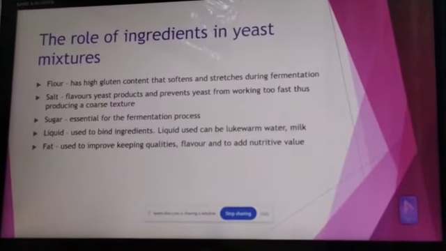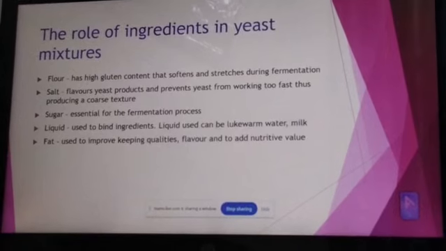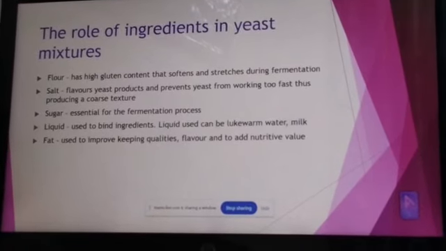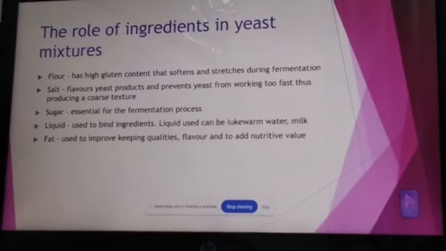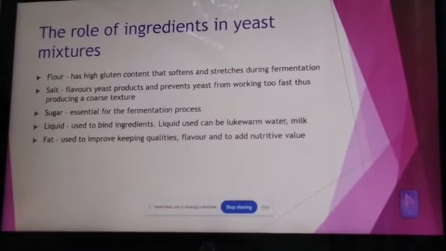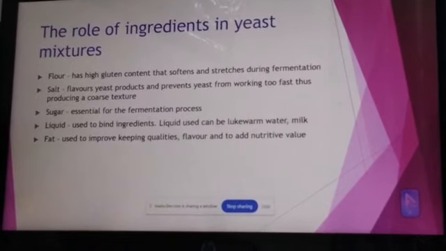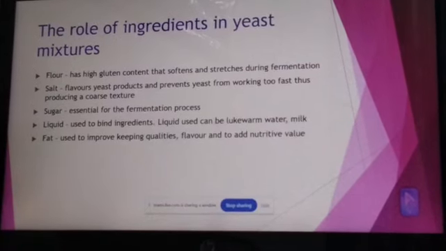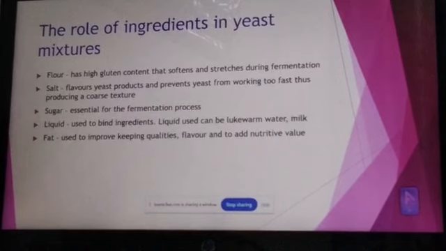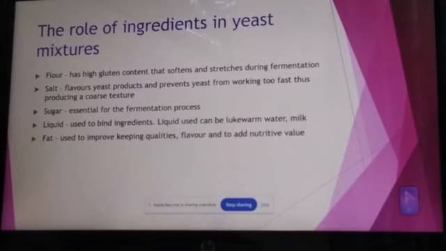The first one is flour. The flour has high gluten content that softens and stretches during fermentation. So we cannot have any dough without flour. We also need salt, which flavors yeast products and prevents yeast from working too fast, thus producing a coarse texture. Number 3, we have sugar, very essential for the fermentation process.